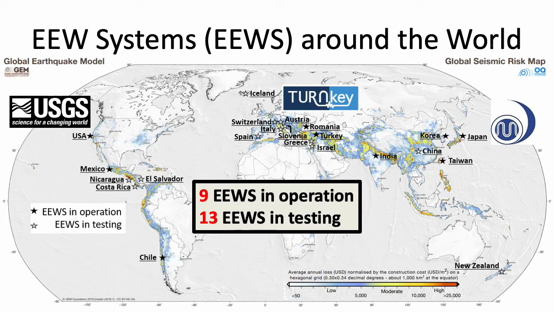So we've got various organizations around the world in charge of earthquake early warning systems. We've got the USGS, for example, rolling out the ShakeAlert system on the west coast of the US. We've, of course, got the TURNkey project rolling out and testing earthquake early warning for Europe. And then, for example, we've got the Japan Meteorological Agency in charge of earthquake early warning in Japan.